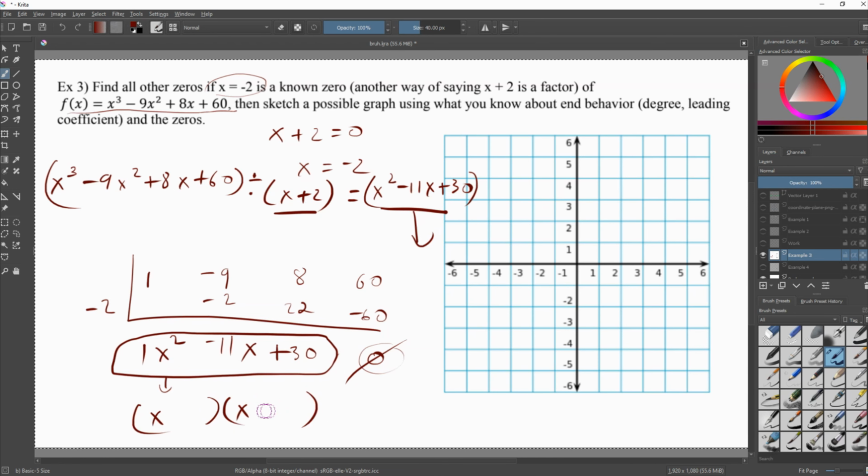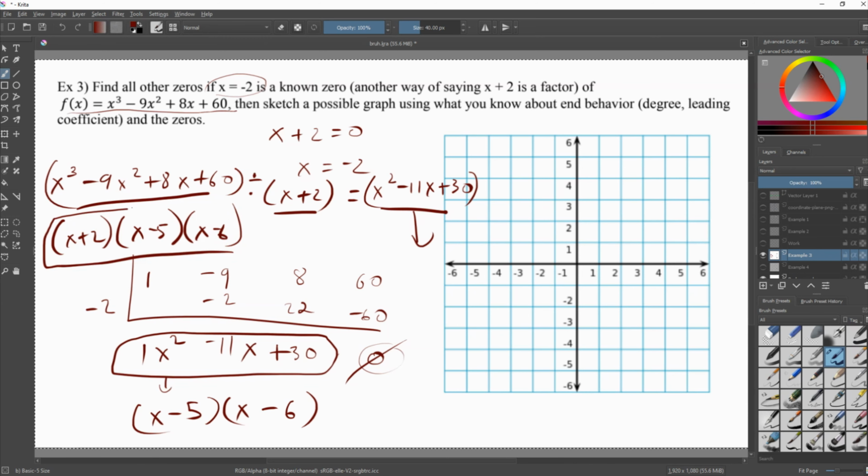X and x minus 6 minus 5. Yeah, that's right. So here I have all three factors, right? So this thing is just x plus 2 times x minus 5 times x minus 6. That's all that this work gave us. Okay, so we divide it by this first guy, and we get this, and this guy broke into these two guys. And now we see the little factors of this function.